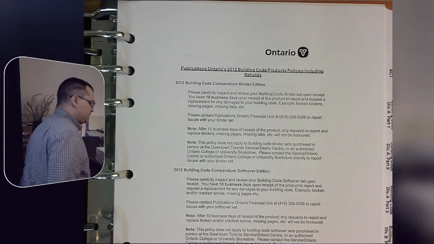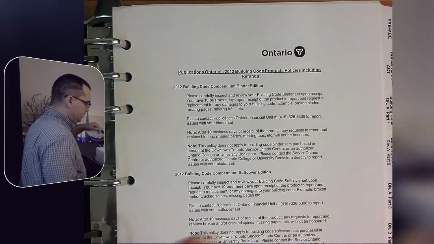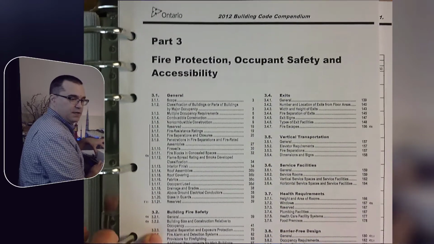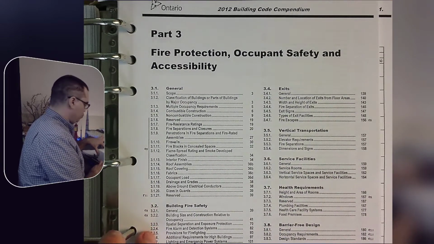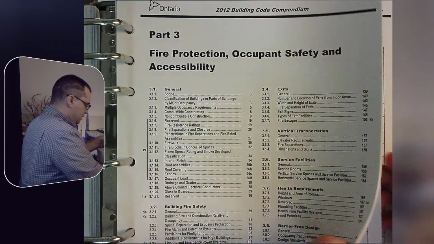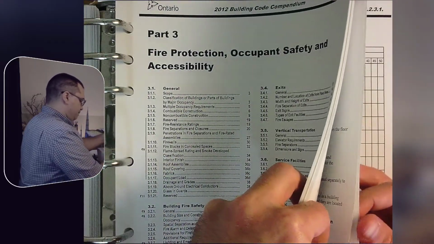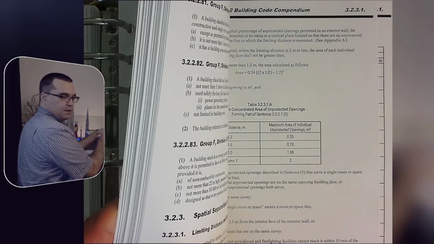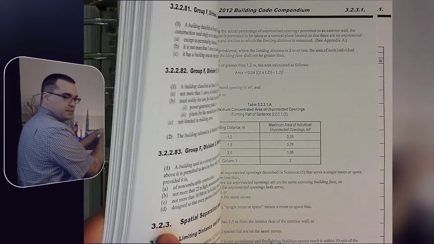Okay, so this is Volume 1 of your building code. We're going to Part 3. That's again under 3.2.3, which is Spatial Separation and Exposure Protection. Okay, just to show you that right here, Spatial Separation and Exposure Protection.